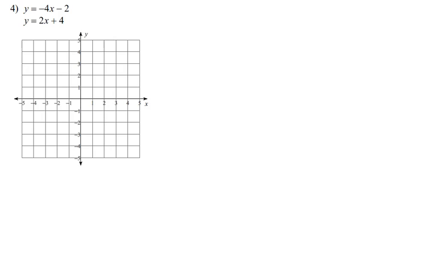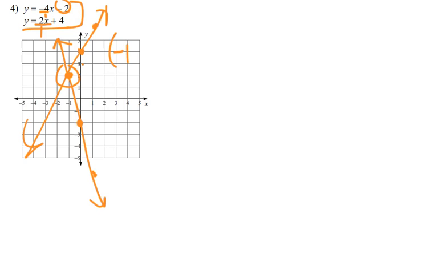Once again, they're in slope-intercept form, so I think those are the easiest to graph. So negative 2, and you've got a graph here. Negative 4 over 1, down 4, to the right 1, or up 4, to the left 1. There's our first line. Then do our second, start at positive 4. Slope of 2 over 1, so up 2 to the right 1, or down 2 to the left 1. I can see exactly where they intersect. My answer, negative 1, 2.